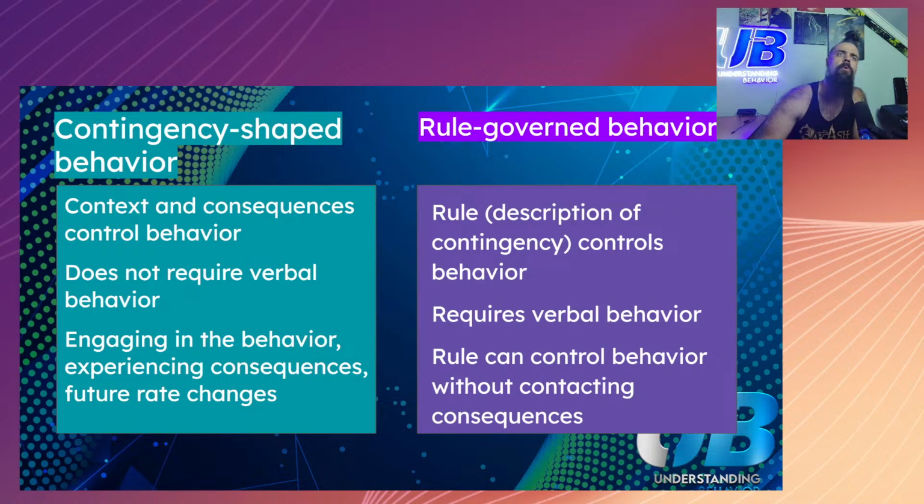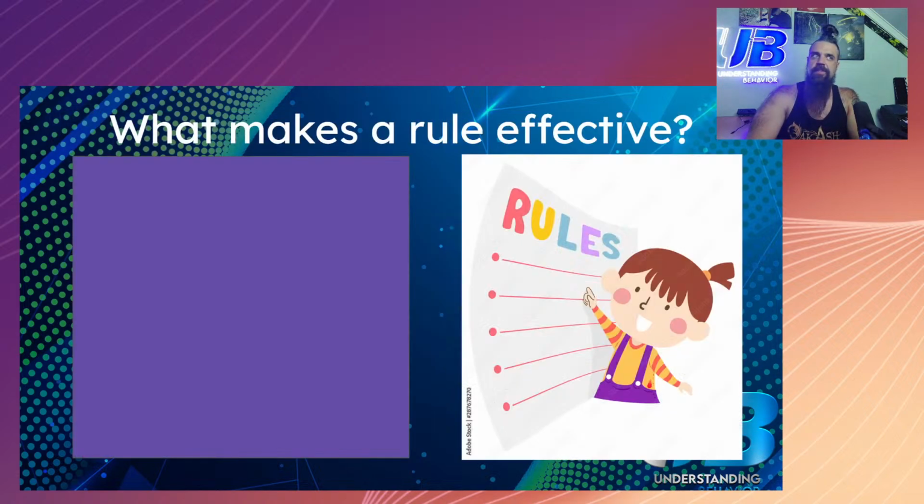When we have rule-governed behavior, a rule is a description of a contingency, and rules can control behavior without even needing to contact the contingencies behind them. These do require verbal behavior. I might even say that relational behavior might be a better term here. And again, a rule can control behavior without contacting the consequences.